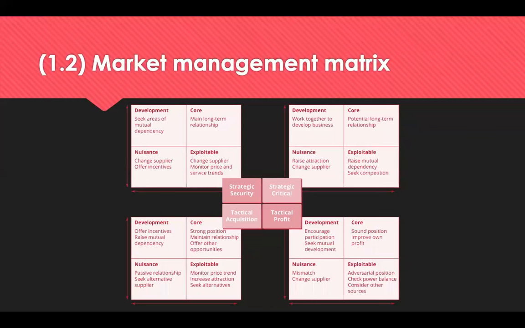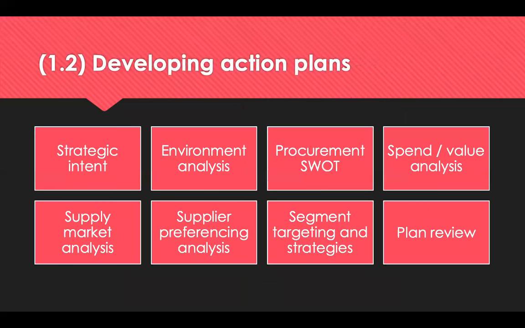Now, the market management mix is produced by combining Kraljic and the supplier preferencing model. It gives a more holistic view of the supply positions and supplier preferencing. So the Kraljic model is at the centre and the preferencing model is inserted for each of these on the Kraljic quadrants. And this produces 16 quadrants. And the model helps a buyer to understand where is the requirement now and where do they want to be. Once you've established that, then you may want to put together an action plan.